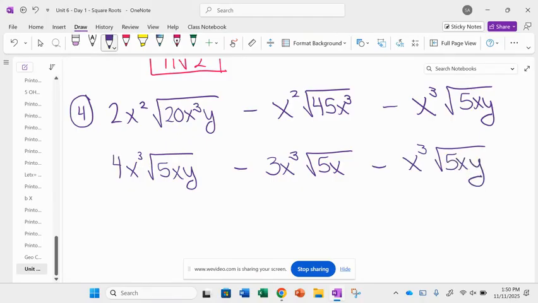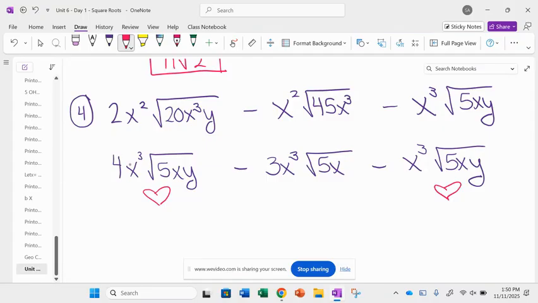So if you simplified each radical, that's what you should have got. Does anybody need to see how I got those radicals once I simplified them? So now when it comes to adding, we can only add the like radicals. The first radical and the last radical have the same radicand, so I can add those. I can't add the middle one because it doesn't have a y underneath the radical.